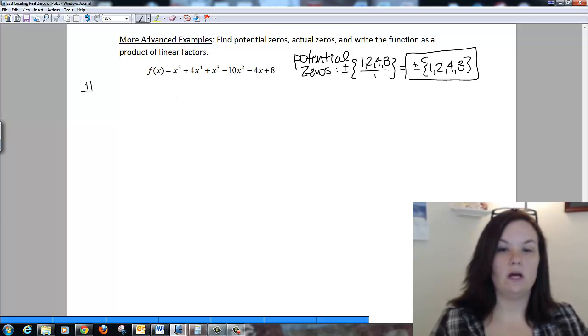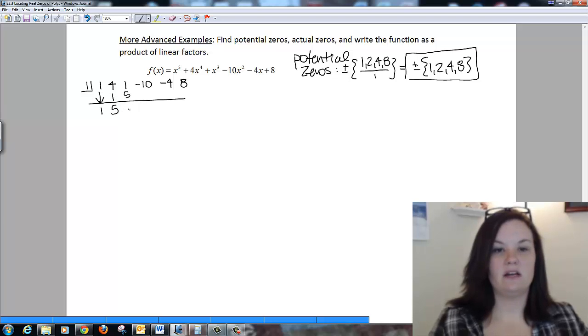When I plug in 1, I write out my coefficients, which is 1, 4, 1, negative 10, negative 4, and 8. I bring down my 1. 1 times 1 is 1, which gives me 5. 5 times 1 is 5, which gives me 6. 6 times 1 is 6, which gives me negative 4. Negative 4 times 1 is negative 4, which is negative 8. Negative 8 times 1 is negative 8, which gives me a 0. So yay, we got an easy one. Right off the bat, we know that 1 is a 0.